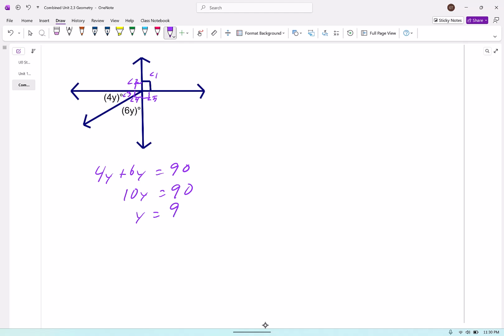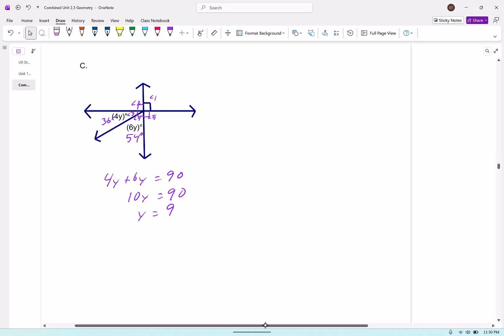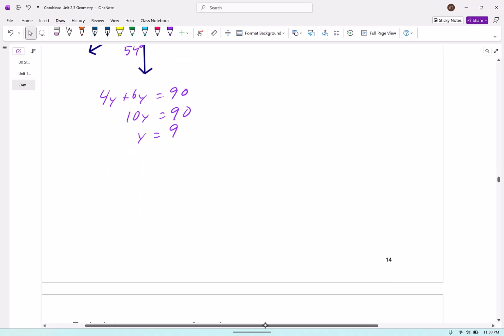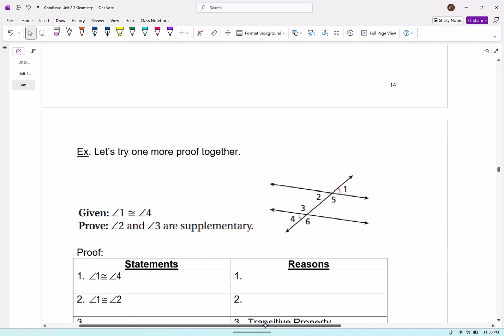So I can plug that back in. This is 54. This is 36 degrees. So it's using our understanding to solve for something and then plug that back in in order to solve for an exact answer. We're going to see quite a bit more of that. All right, doing great, almost done.